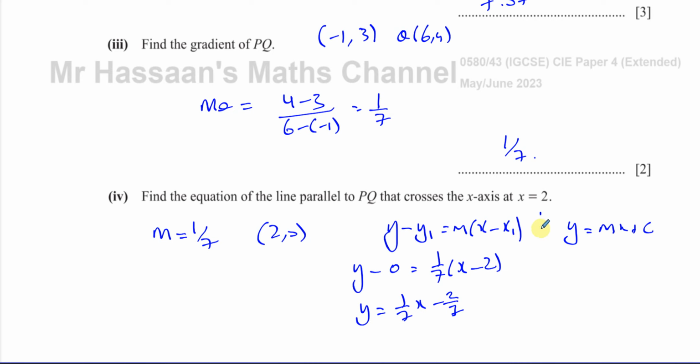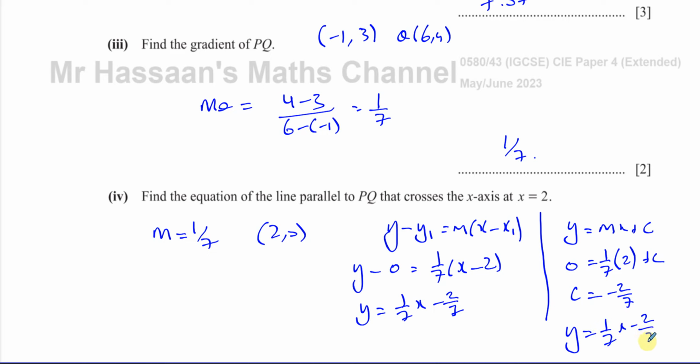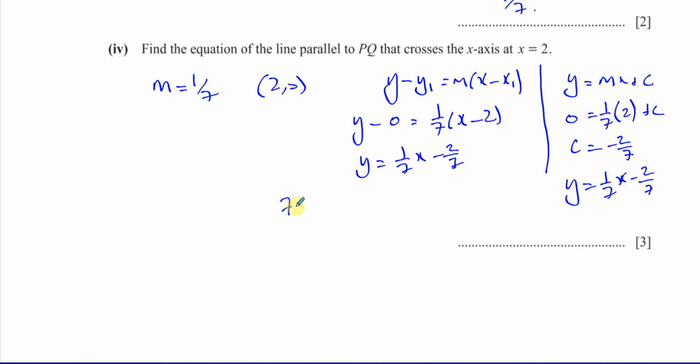If you use this form, it's fine. You put the y value as 0, the gradient as 1 over 7 and the x value as 2, plus c. So you can say c is equal to minus 2 over 7. So we know the gradient is 1 over 7. So y equals 1 over 7x minus 2 over 7. You can leave your answer like that, and that's fine. If you left your answer as 7y equals x minus 2, that's also fine, whichever way you want. But generally, most people would leave it as y equals 1 over 7x minus 2 over 7.